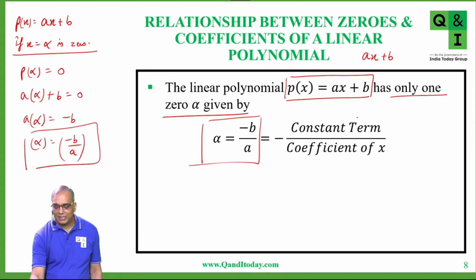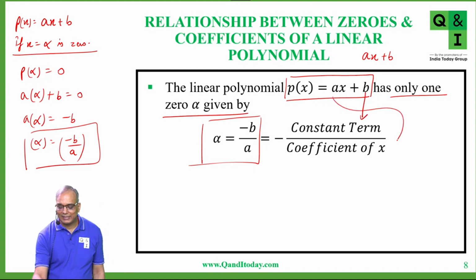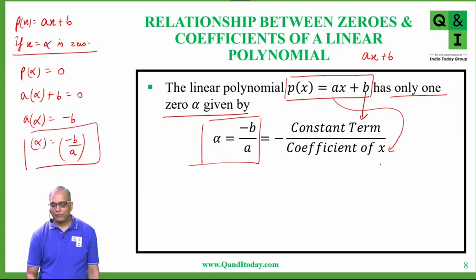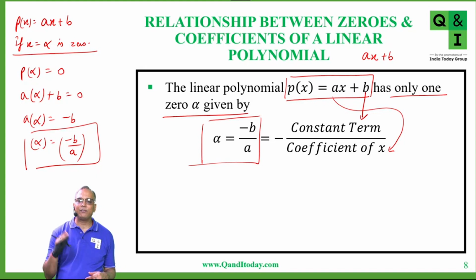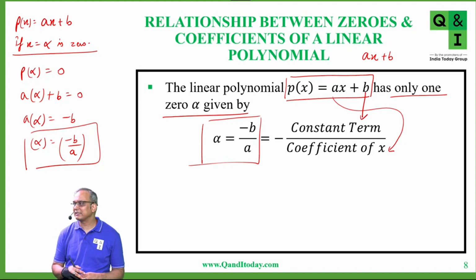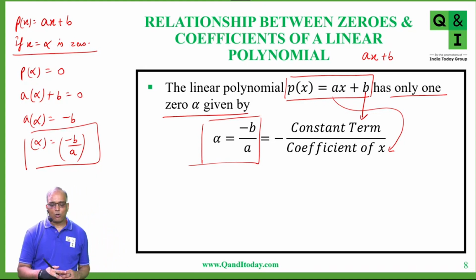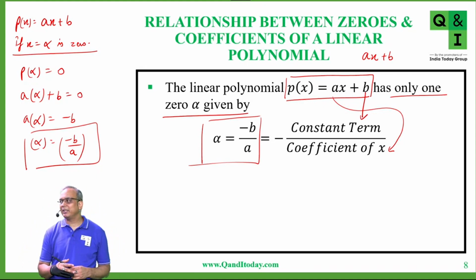Now what is b? b is the constant term. And what is a? a is the coefficient of x. So when I say alpha is equal to minus b by a is the zero of the polynomial, that means this is the negative of the constant term divided by the coefficient of x. Is this clear to everyone? How to find the zero of a linear polynomial?